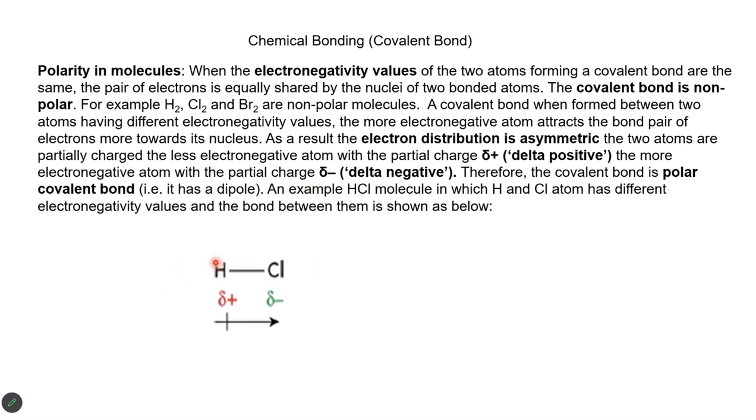You see, hydrogen has lower electronegativity than that of chlorine. Therefore, the charge developed on chlorine is negative, and the charge developed at hydrogen is positive. And we show this like an arrow here. The arrow heading is towards the more electronegative atom.